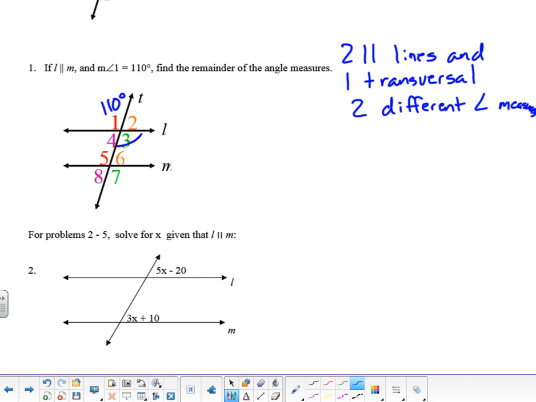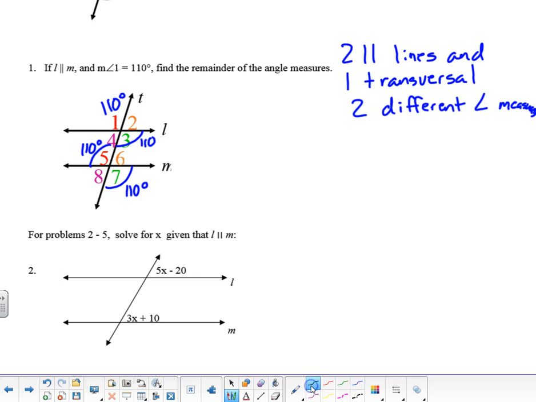Angle 1 and angle 3, those are vertical angles, so they have to be congruent. So that's going to be 110. 3 and 5 are alternate interior, and we just said that when the lines are parallel, those are congruent. And then 5 and 7 are going to be vertical angles, so that will be 110. So that's our first angle measure.